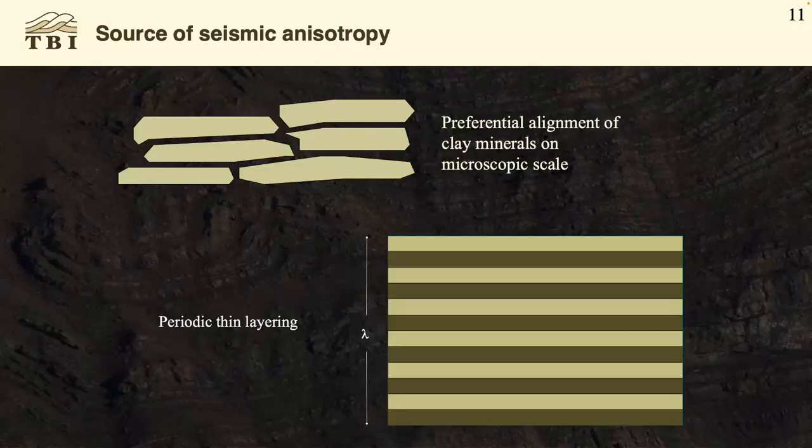And so then the material becomes more grain supported horizontally, less grain supported vertically. What I think is more intuitive, if we think of this effect of periodic thin layering, so we've got interbedded sands and shales or interbedded shales and carbonates, then the material is less compressible horizontally and more compressible vertically.